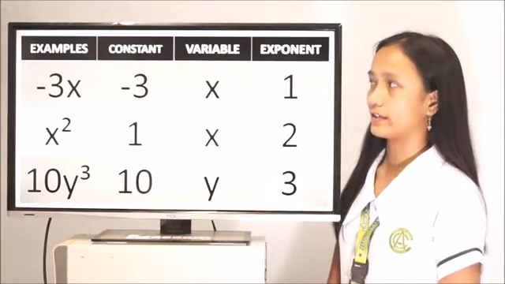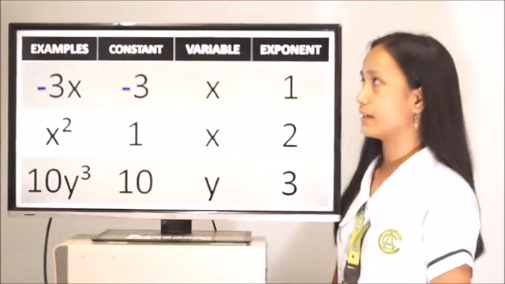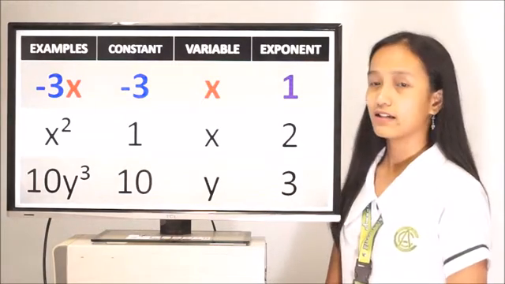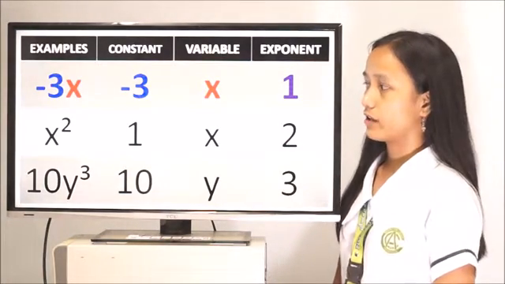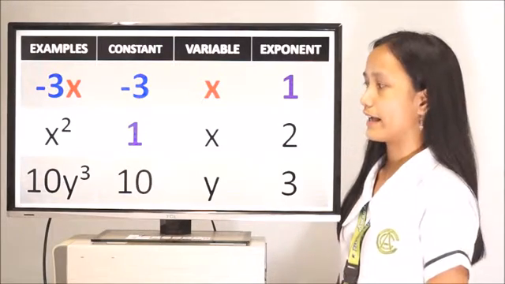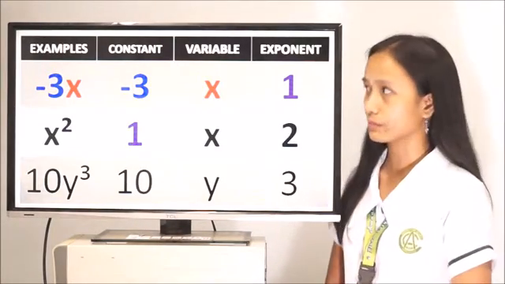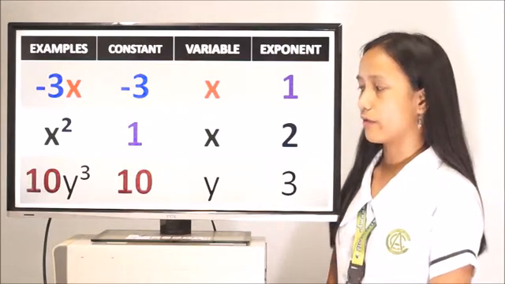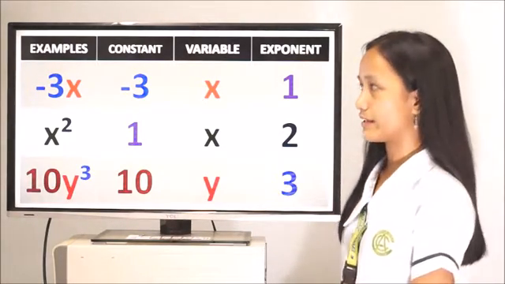First example, negative 3x. Constant is negative 3, variable is x, and the exponent is 1. Second, x squared. Constant is 1, variable is x, and the exponent is 2. Last example, 10y cubed. Constant is 10, variable is y, and the exponent is 3.